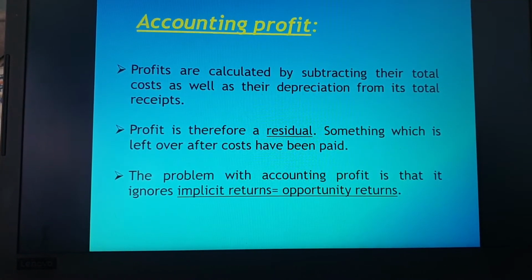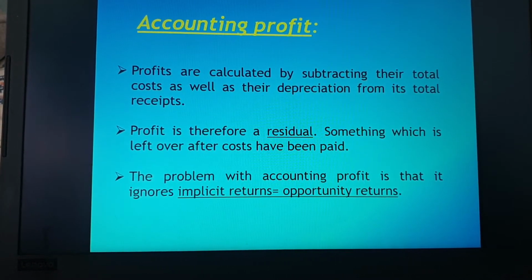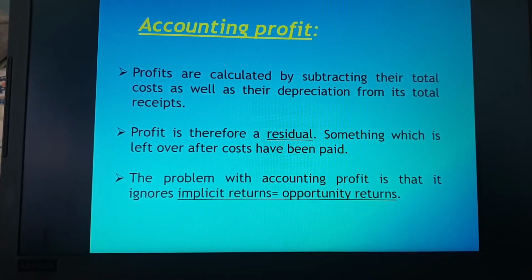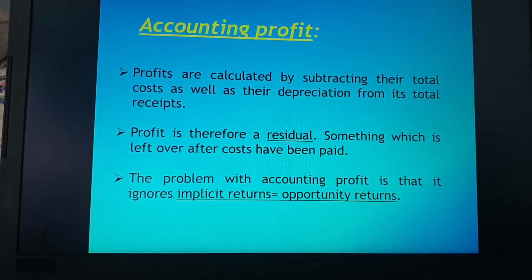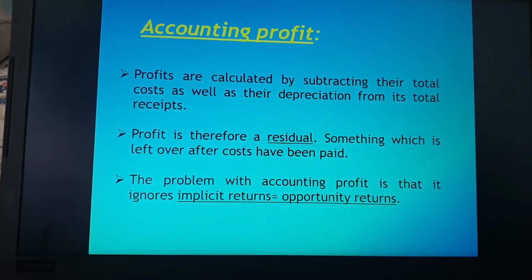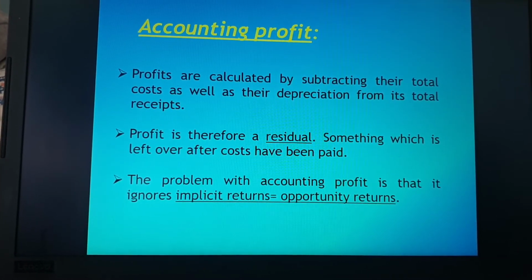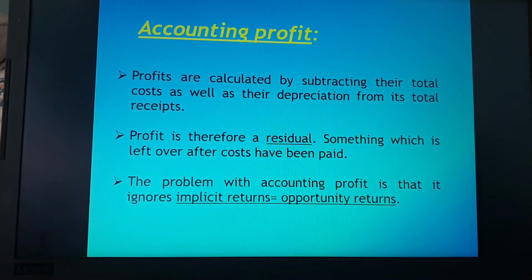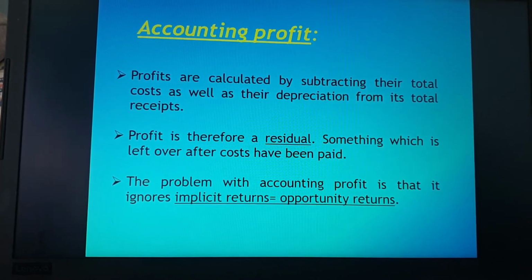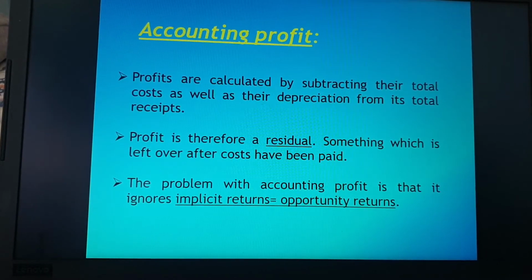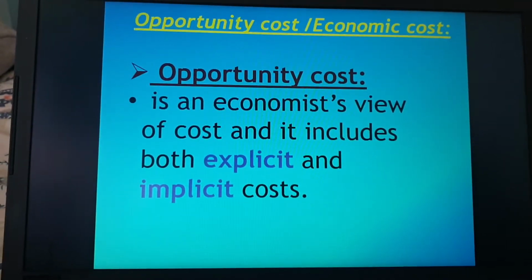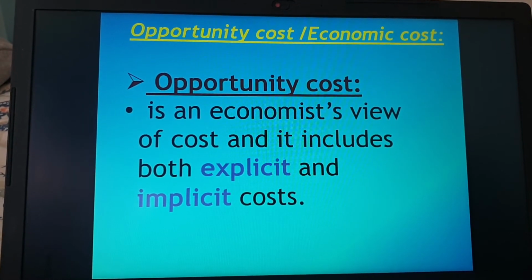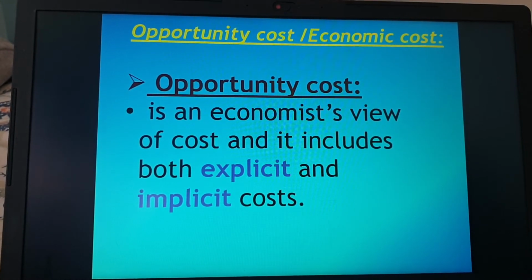Accounting profits are calculated by subtracting total costs as well as depreciation from total receipts. Profit is therefore residual. Residual means something which is left over after cost has been paid. The problem with accounting profit is that it ignores implicit returns, which equal opportunity returns. Opportunity cost is an economist's view of cost, and it includes both explicit and implicit costs.